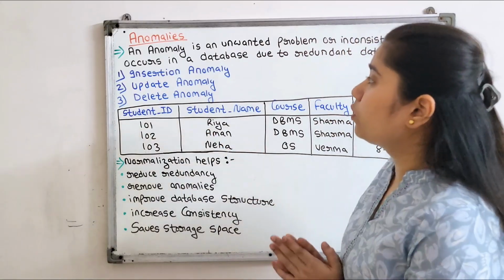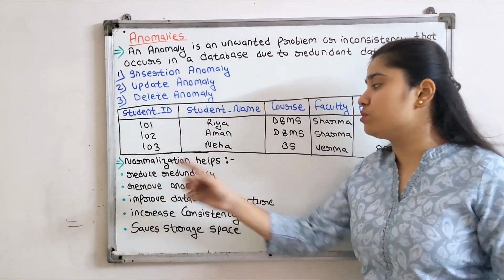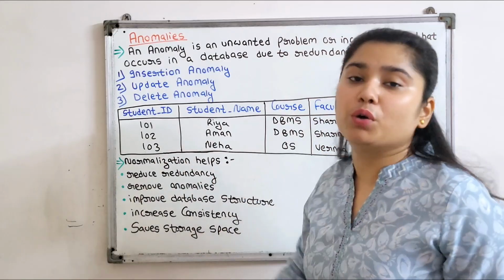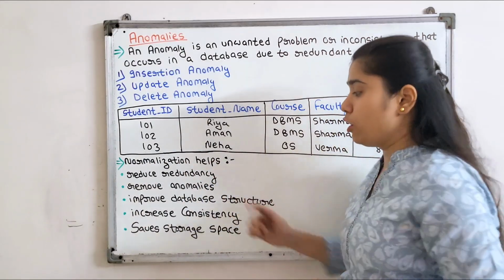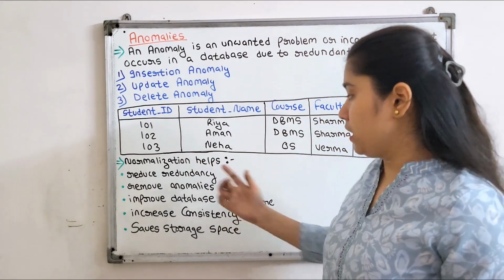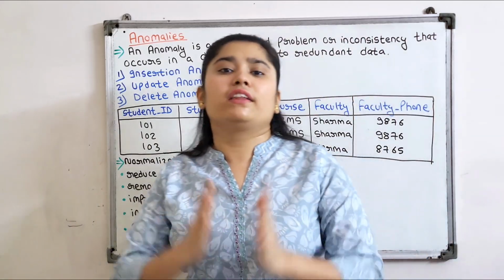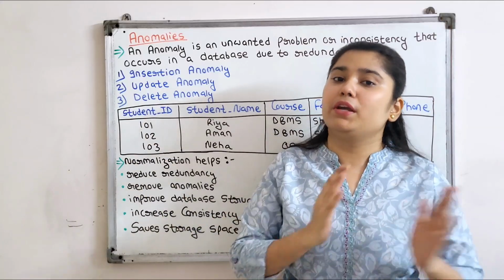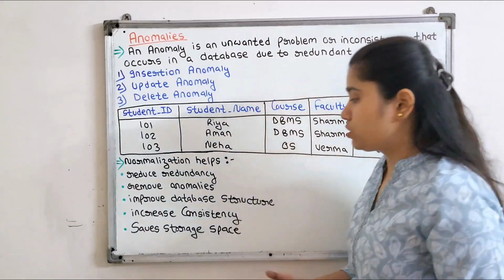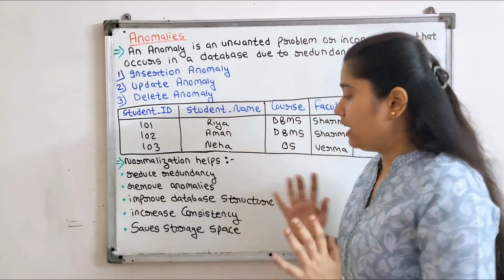Now from this we conclude why normalization is important. Because normalization helps to reduce redundancy, meaning the data which is stored multiple times, and it also removes these three types of anomalies. Third is database structure. Like there is one large table, so we divide that large table into smaller tables. It improves the database structure so that we can easily search any information from the tables we have divided from the large table.